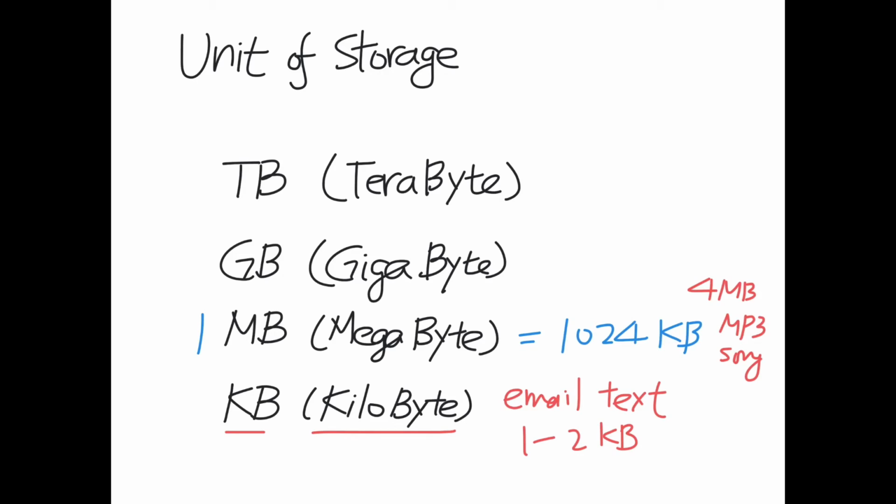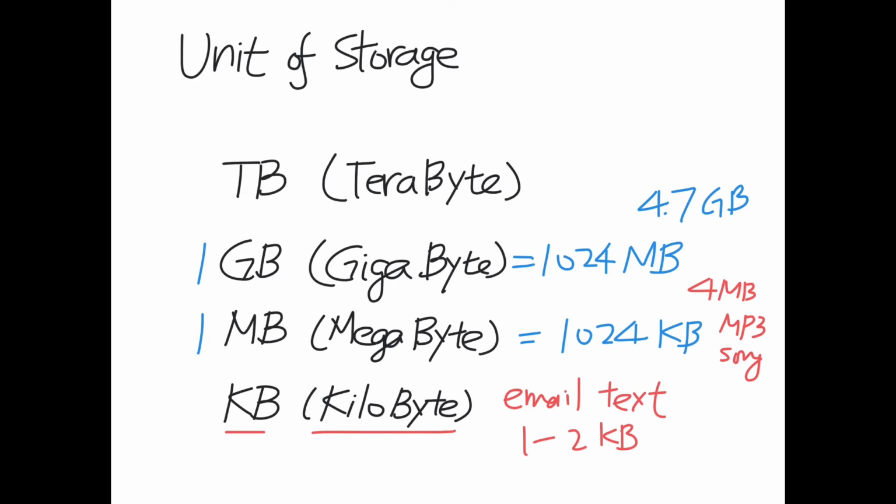For GB, gigabyte, 1 GB equals 1024 megabytes. For example, a typical DVD-ROM has a storage of 4.7 gigabytes.